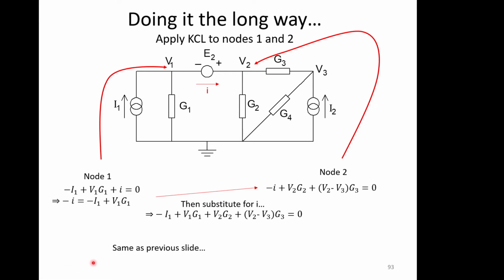If you did it the long way, you would be doing this kind of thing. You'd say node 1, you've got minus I1, V1, G1, plus this unknown I, which we've had to define, equals naught. We do the same thing for node 2. We get minus I plus V2, G2 plus V2 minus V3, G3, which is what's going on at this node here, equals naught. And then we can combine these two equations and just substitute out for I, and we end up with our supernode equation, which is the same as the previous slide.